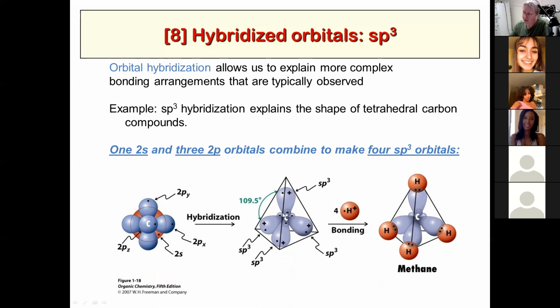And then, like in the example of methane, the four H's which just have the 1s orbitals and a single electron, they can bind. And what do we now have? We have methane, right? So the carbon is hybridized with sp3 orbitals, and you have the four H's, and they're bound also. So that's a pretty simple example, right? Okay.